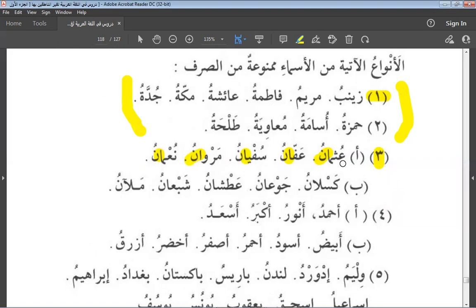Then Affan and all those would also follow that same rhyme. And then Marwan is fa'lan. So we have the nouns that are ending in alif and nun. Those also do not take the tanween, just like Ridwan.